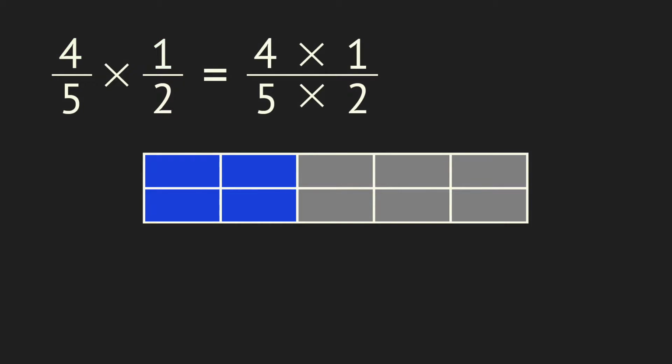Now we do the two simple multiplications. We get 4 in the numerator and 10 in the denominator. In our picture, we can easily see this because we have 4 blue rectangles out of a total of 10 rectangles.